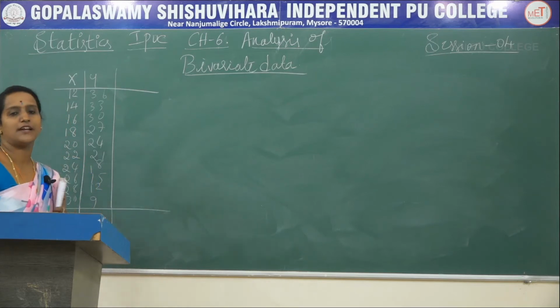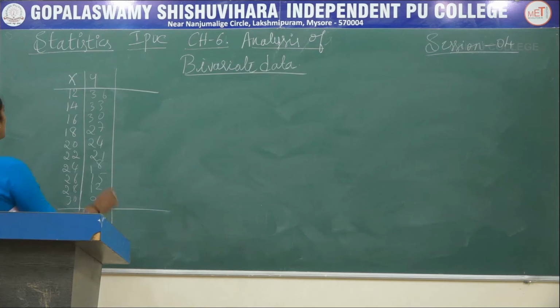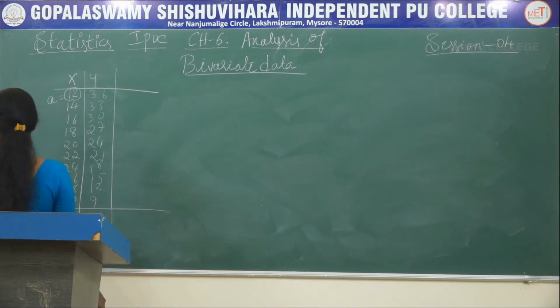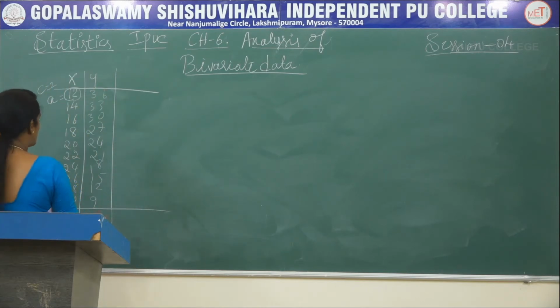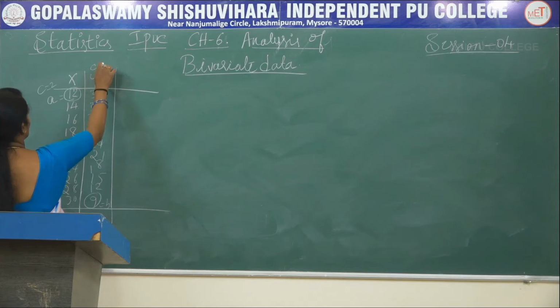So we are doing the shortcut method, so it is better to take the minimum value. Here the minimum value is 12, that is our A, and the C value is 2 because the difference is 2. C is equal to 2. Similarly for Y the minimum value is 9 and the difference between the values is constant, that is 3. This is B and C is equal to 3.